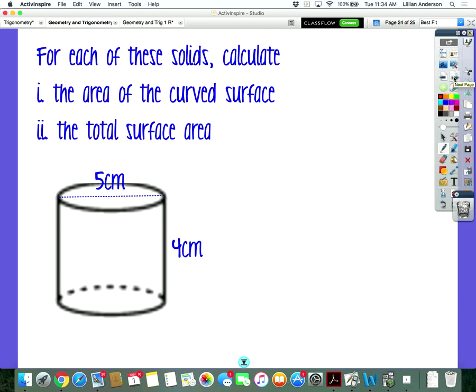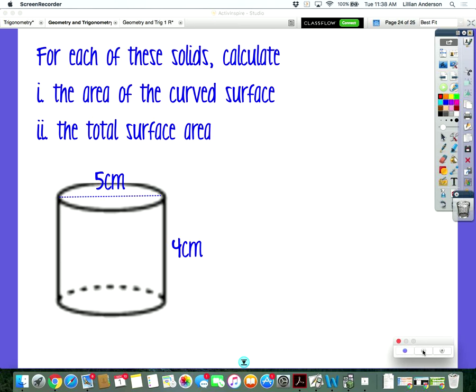For each of these solids, we're going to calculate the area of the curved surface, and then we're going to find the total surface area. Okay? You guys want to try this on your own? I mean, it's pretty straightforward. Okay, I'm going to let you guys try this one on your own. Give you about 5 minutes.